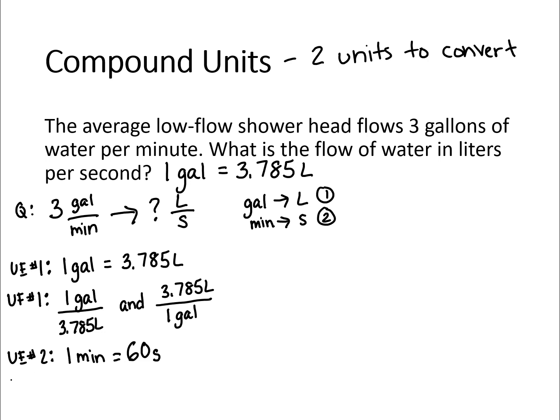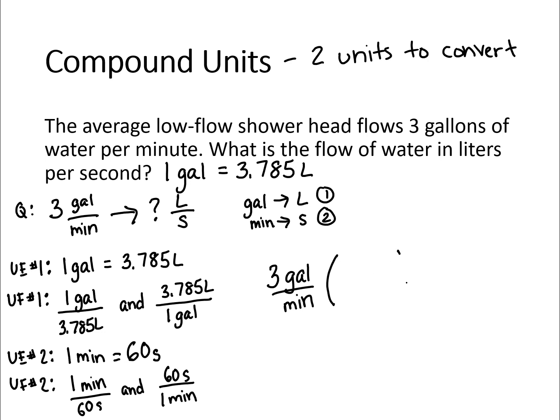So our unit factors for that are going to be 1 minute over 60 seconds and 60 seconds over 1 minute. Now we've got to set up our equation. We've got 3 gallons per minute.